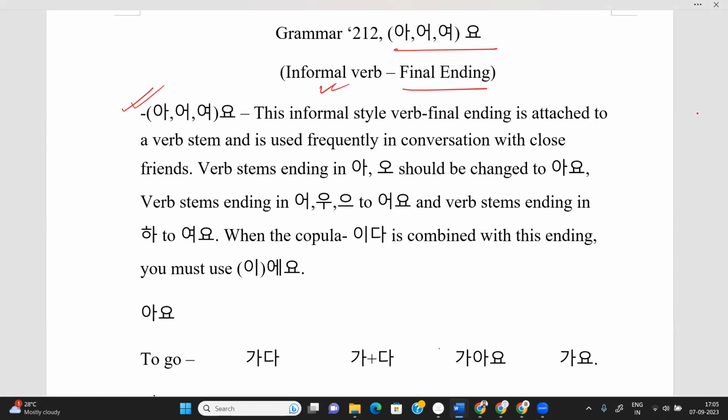This informal style verb final ending is attached to a verb stem and is used frequently in conversation with close friends. Verb stems ending in a, o should be changed to ayo. Verb stems ending in o, u to oyo, and verb stems ending in ha to haeyo. When the copula ida is combined with this ending, you must use eo. So this one you will understand better in level 2.